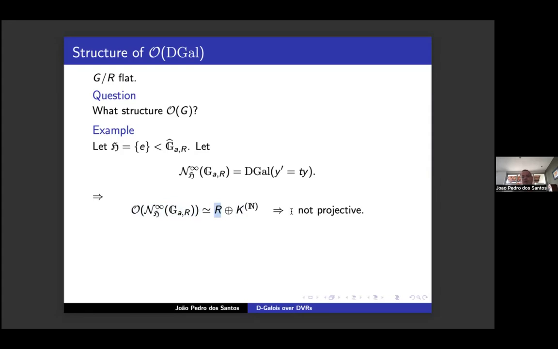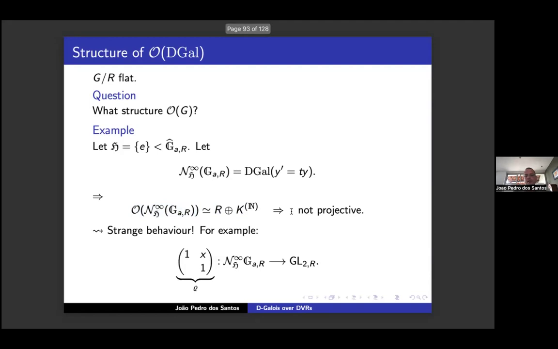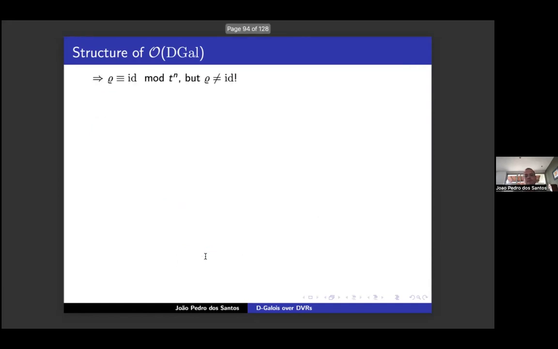So this is not projective. In terms of module theory over DVRs, this is pretty bad. And then you have strange behavior like that. For example, you take this representation given by this matrix, and this representation is the identity modulo all powers of t, but it's not the identity. So it's a very strange property. And my point is, can I rule out this sort of thing from the differential equation?